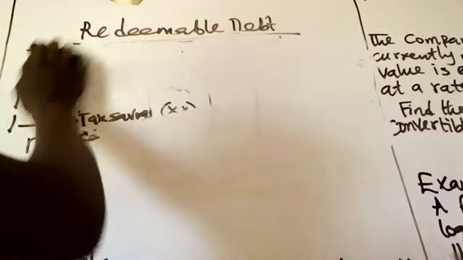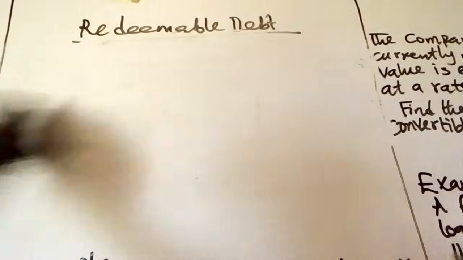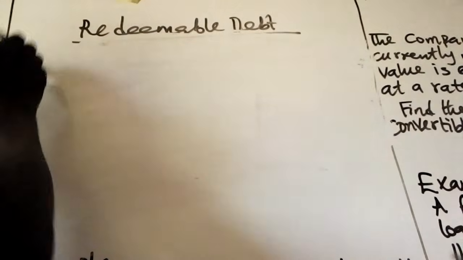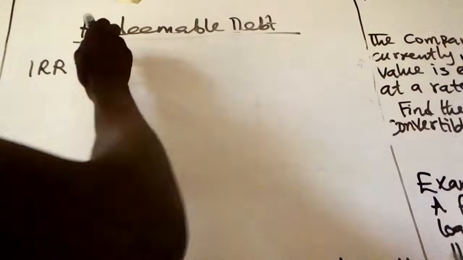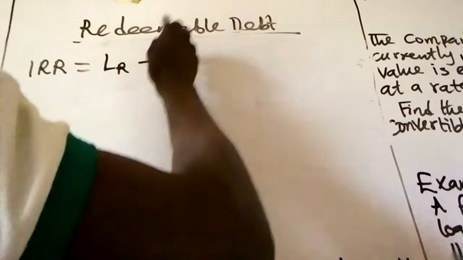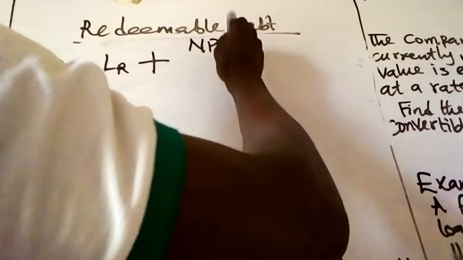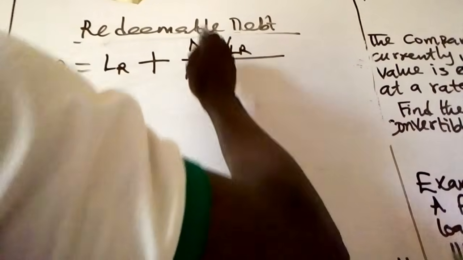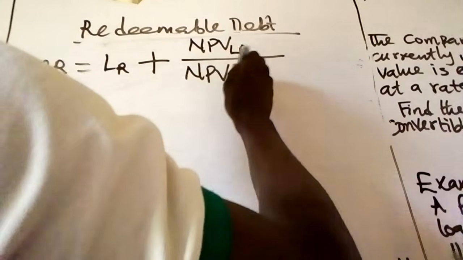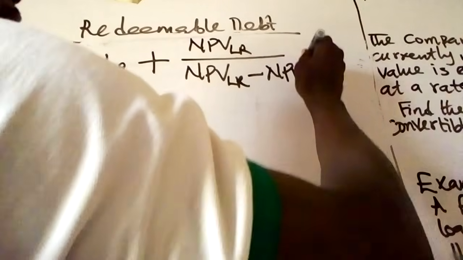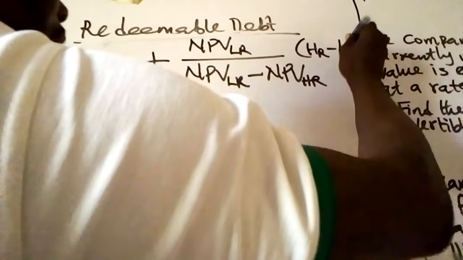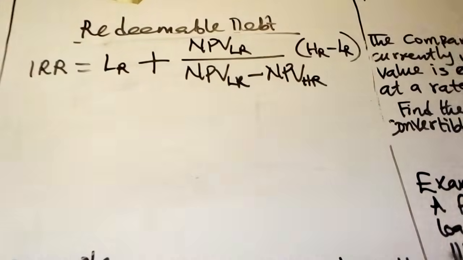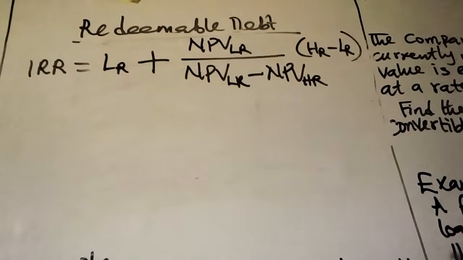Now, you use interpolation to calculate your IRR, the internal rate of return. So the internal rate of return is the lower rate, plus the net present value at that lower rate, over the net present value at that same lower rate minus the net present value at the higher rate, then multiplied by the higher rate minus the lower rate. So that is the formula by interpolation, the formula to use in the calculation of our IRR.